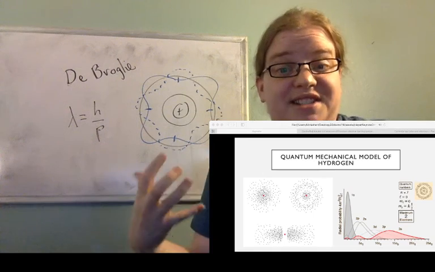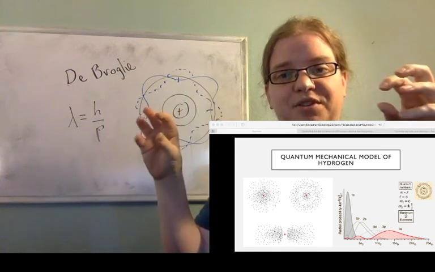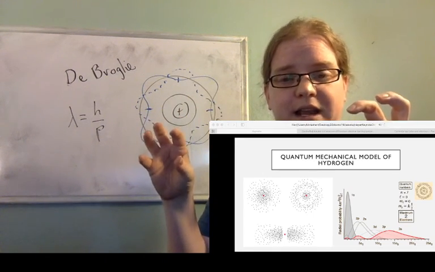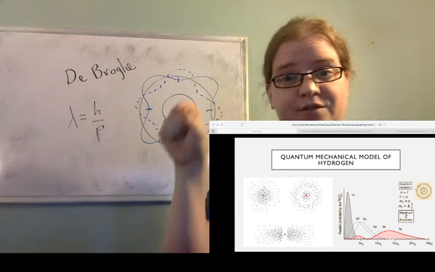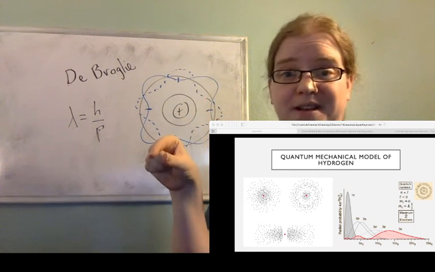And again, that looks like a standing wave. You've got high amplitude antinodes where you're likely to find it, and then nodes where there's no probability. You don't find it there.